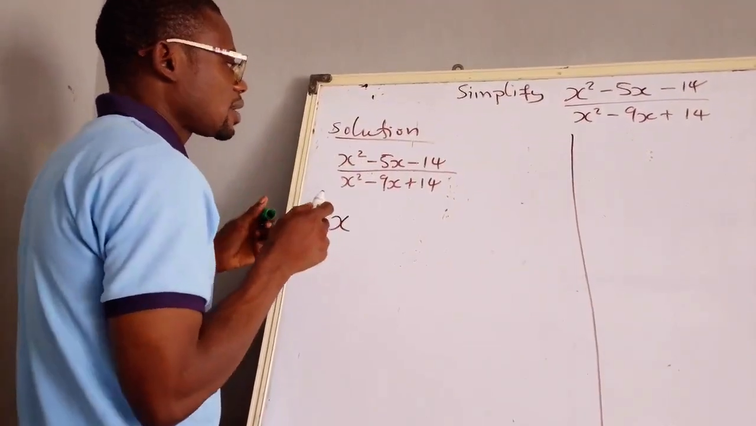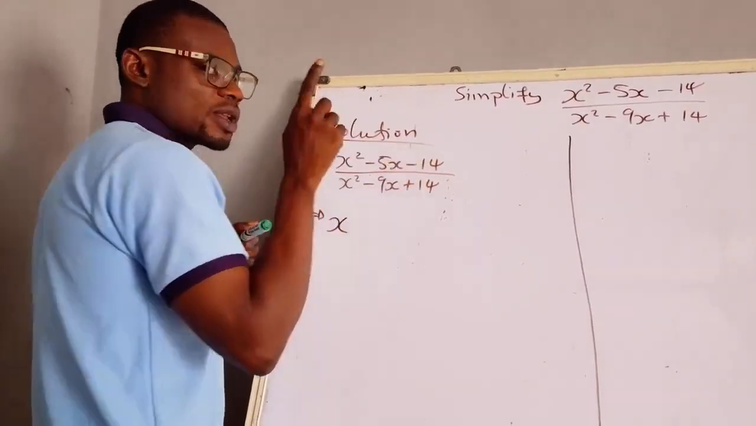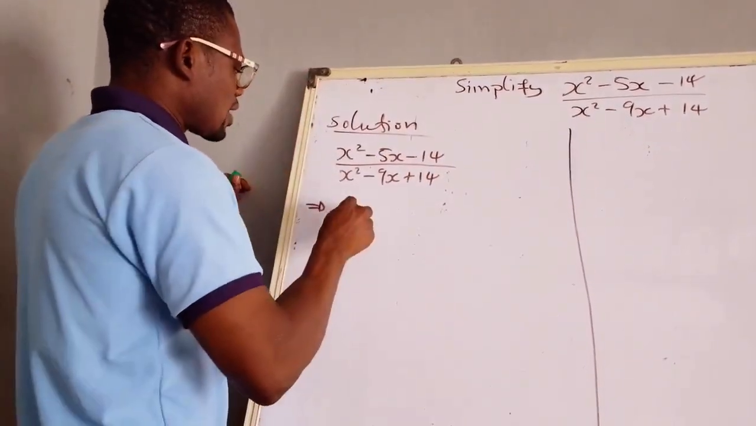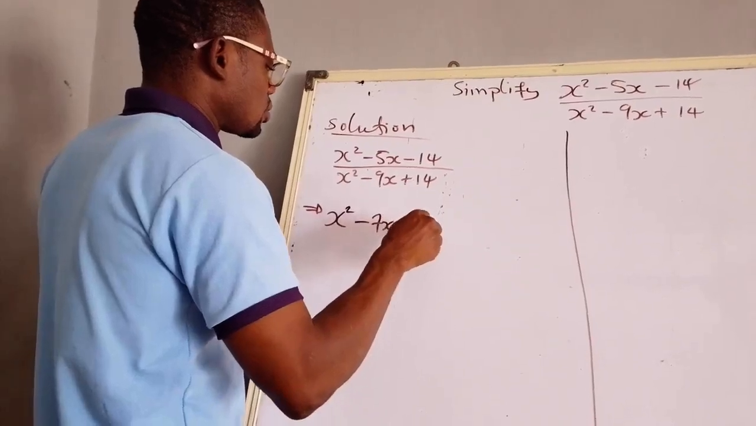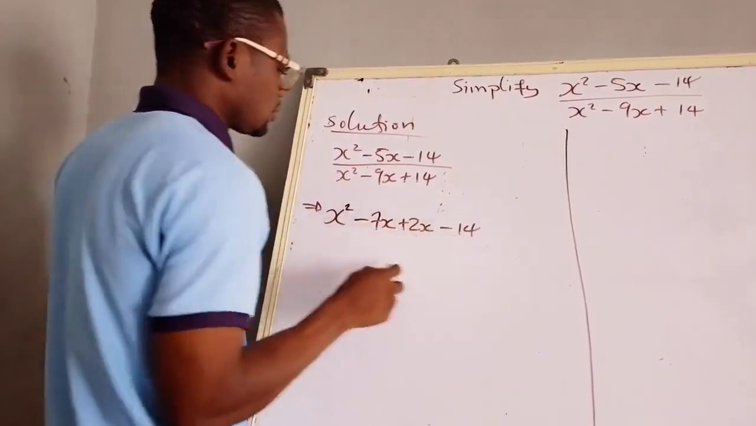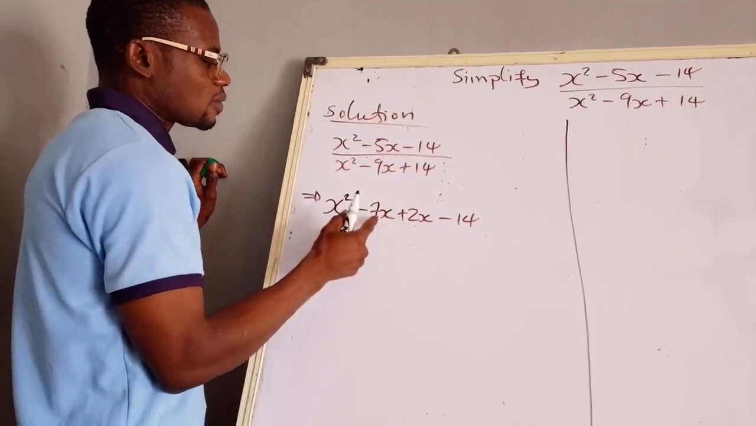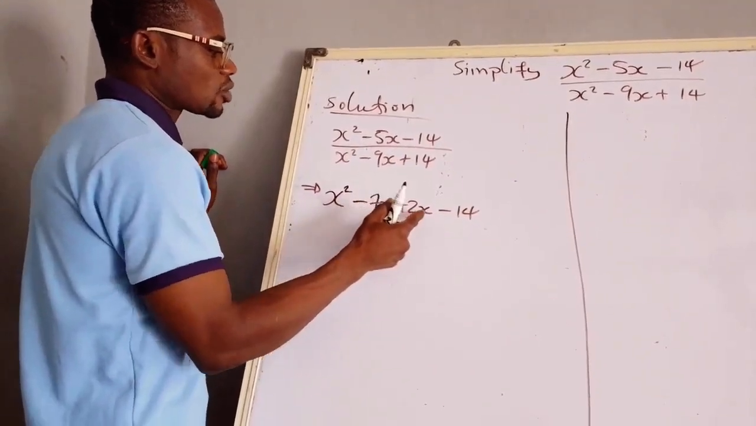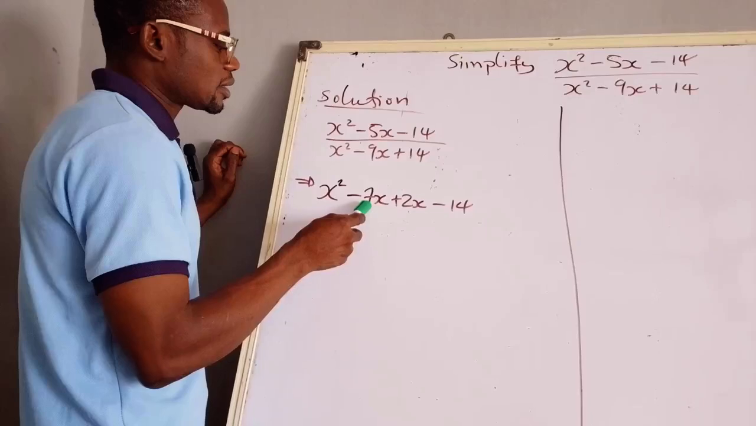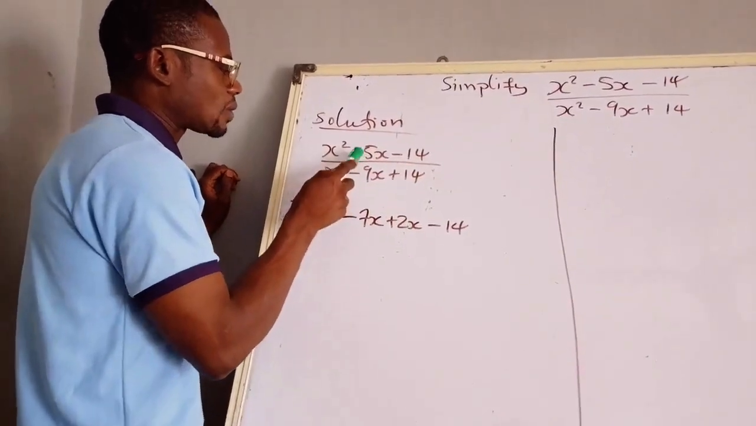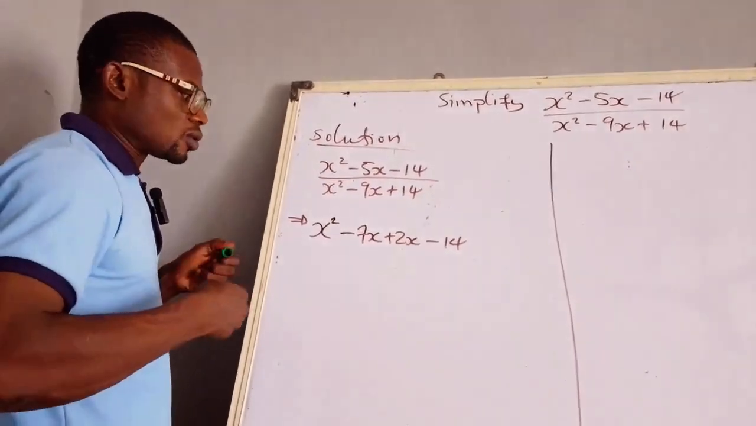And I will replace them. I will replace minus 5 with minus 7 and plus 2. So I have x squared minus 7x plus 2x minus 14. You see? Minus 5x has been replaced with minus 7x plus 2x, because minus 7x plus 2x will give us minus 5x. So we are good to go.